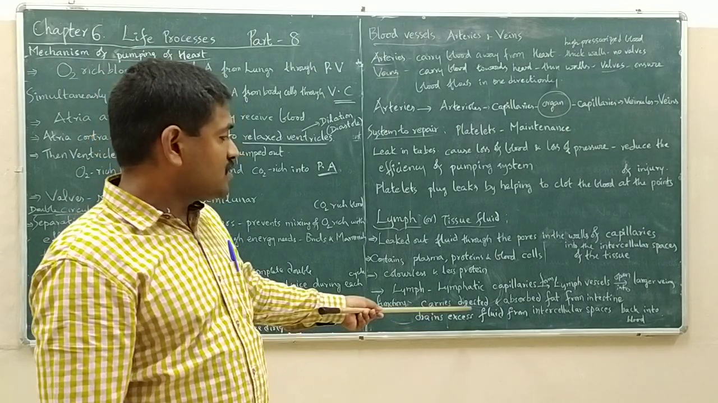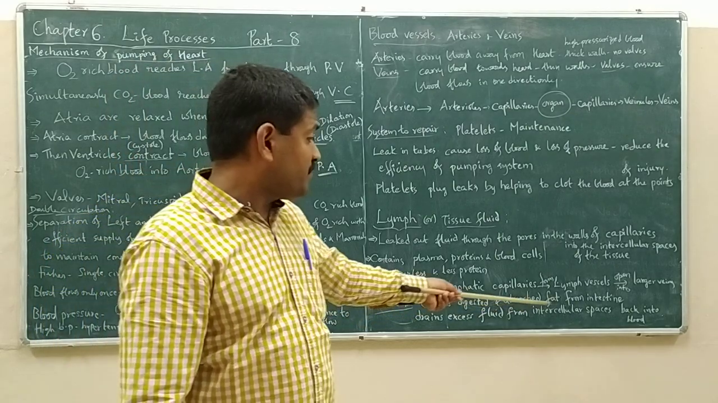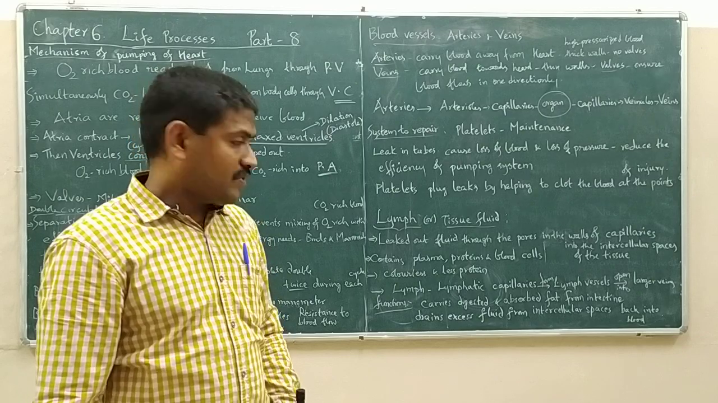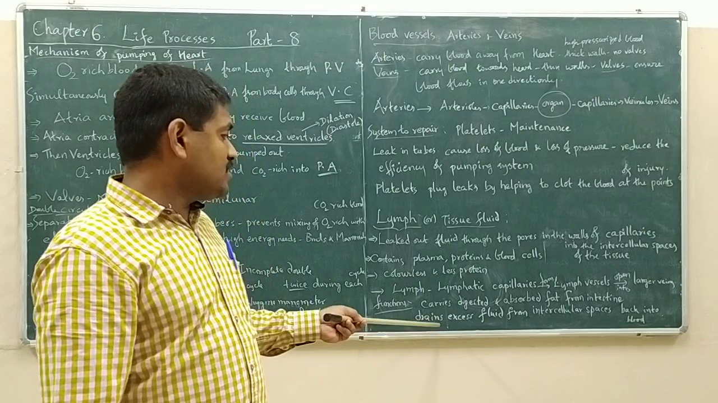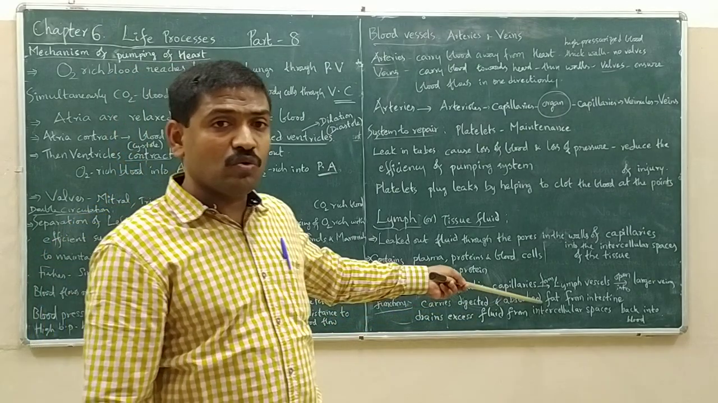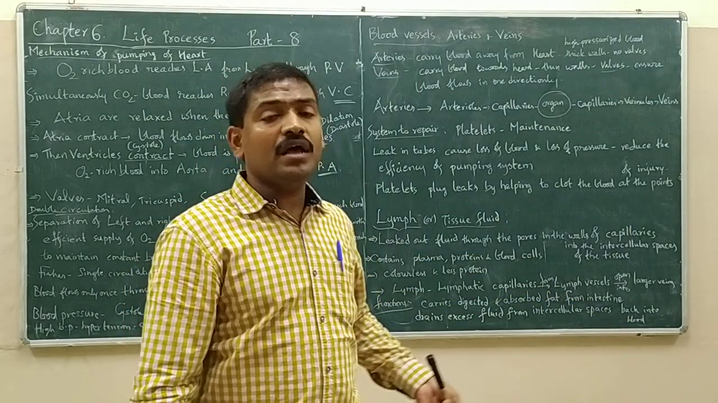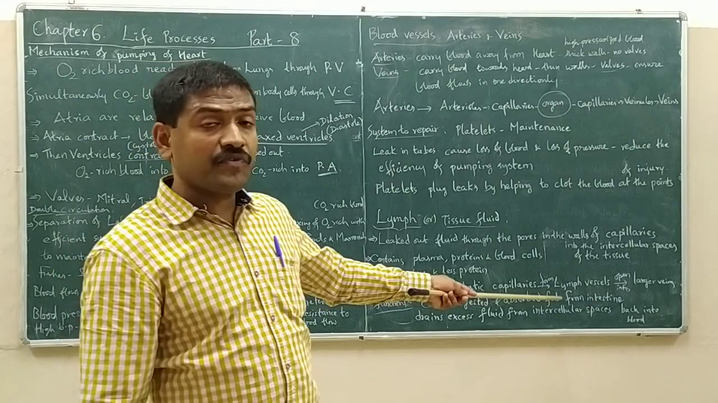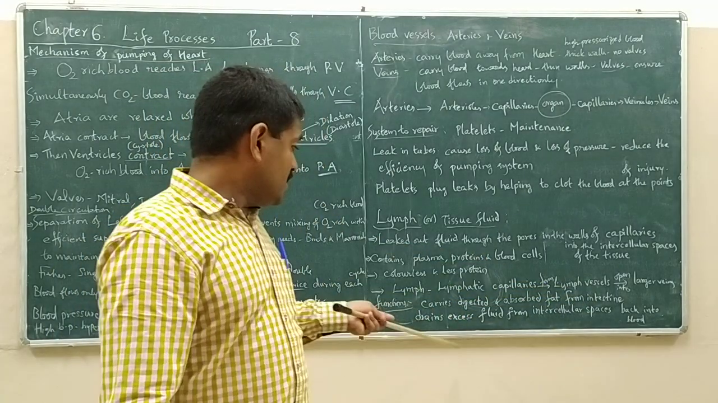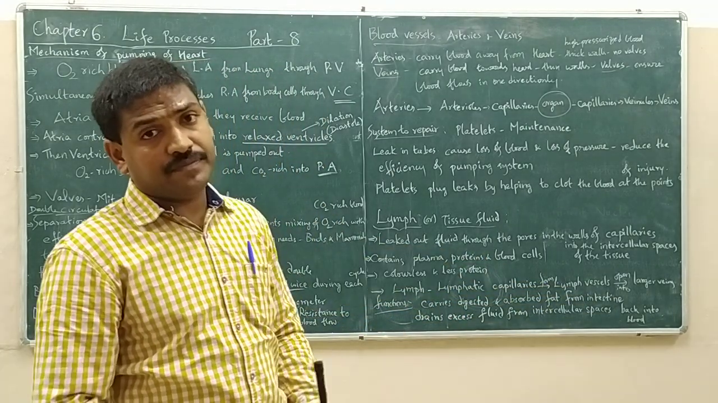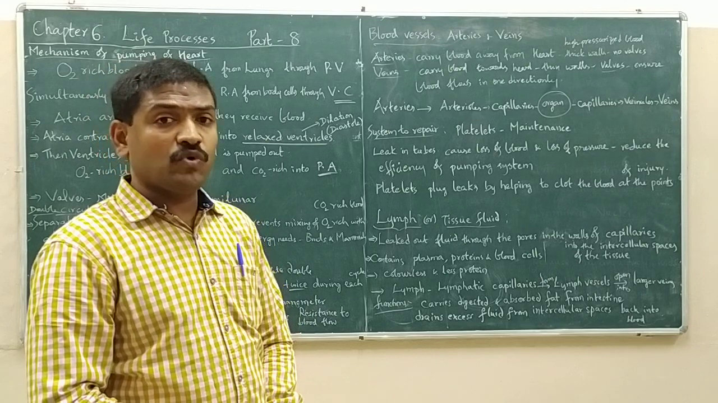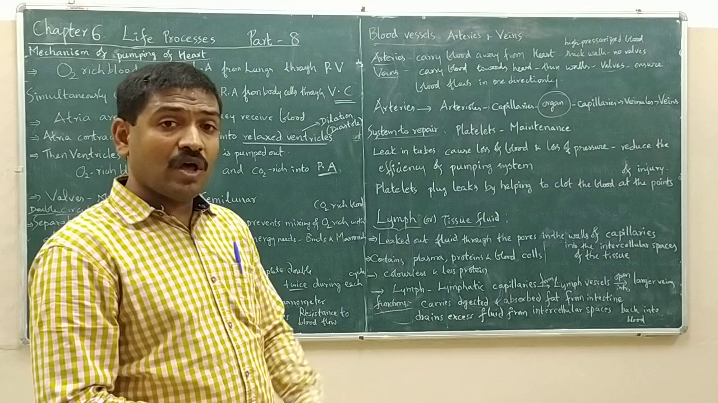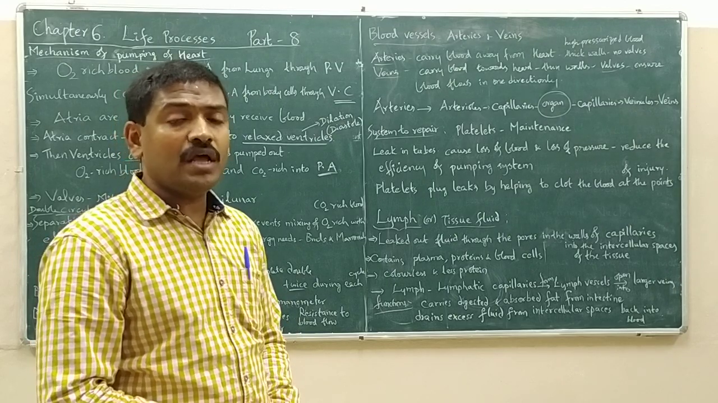This lymph carries digested and absorbed fat from the intestine. And it drains the excess fluid from intercellular spaces back into the blood. So it carries the digested and absorbed fat from the intestine, and it drains the excess fluid from intercellular or extracellular spaces back into the blood.